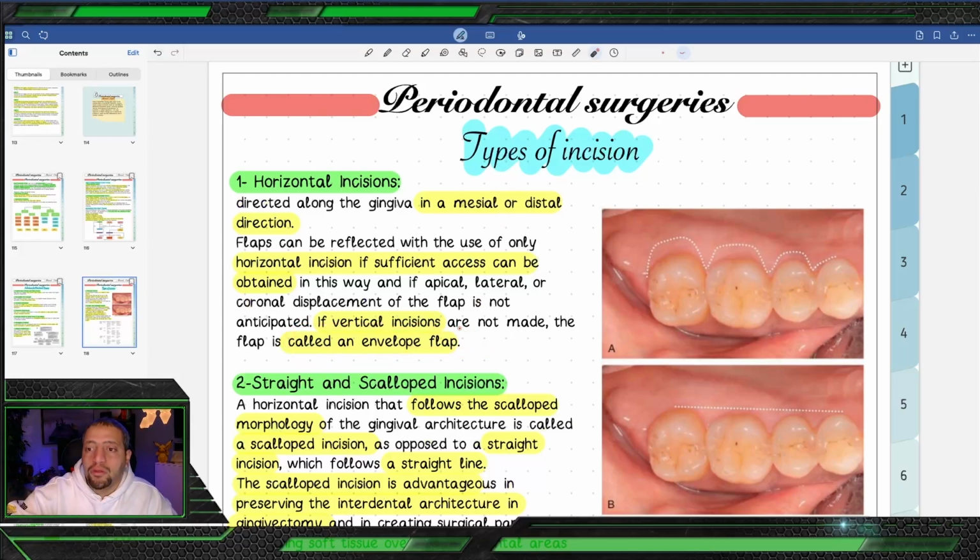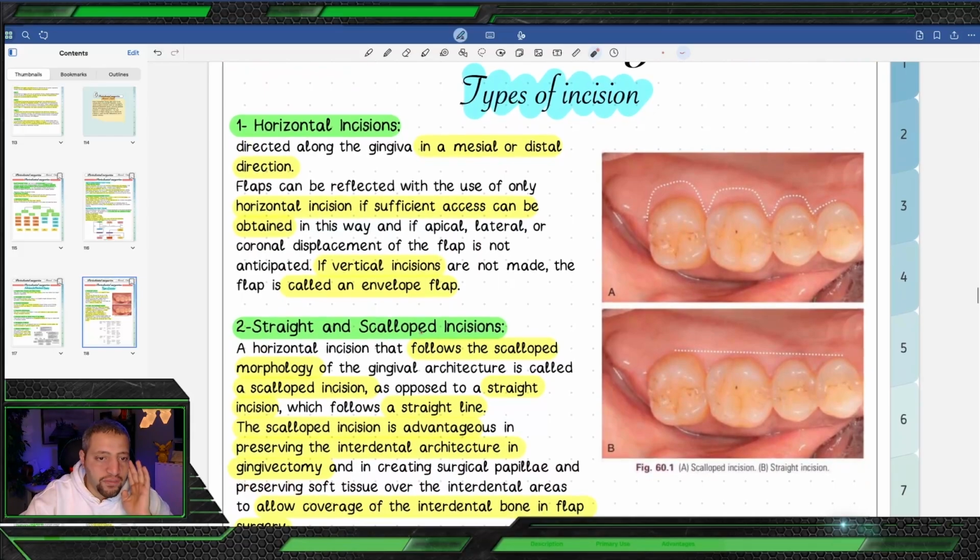Why? Because we would like to fix the gum, and the vertical releasing incision initially will cause 1 to 2 millimeters of recession. So we're fixing it and we're starting with a technique that will lead to recession. So periodontists hate using vertical releasing incision. This horizontal incision can come as a scalloped or it can come as a straight one.